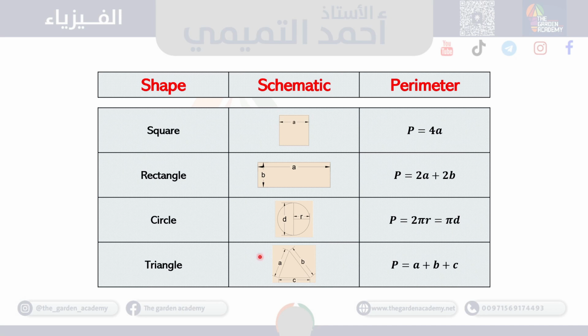And finally, in the case of triangles, if we want to find the perimeter, it's equal to A plus B plus C, which is basically the summation of all sides or the lengths of the sides of the triangle. Let's take a few examples.